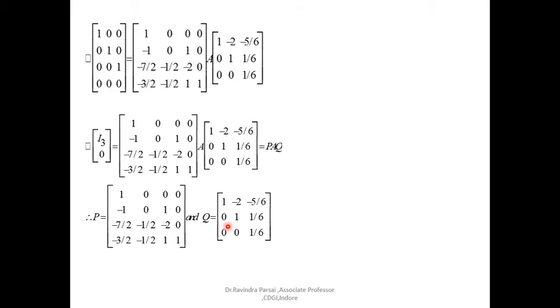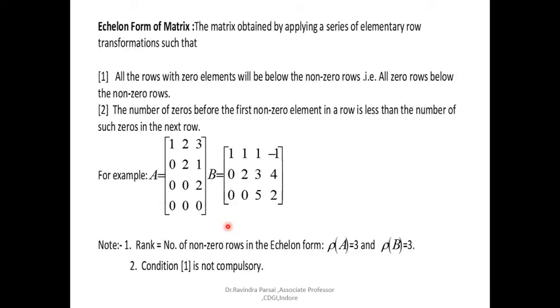Now our next option by which you can also find the rank is the echelon form. So what do you mean by echelon form of a matrix? Let us understand first.